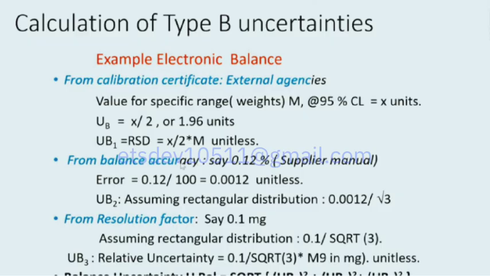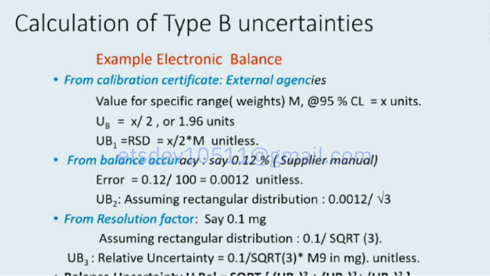Similarly, if they have given you the balance accuracy and they have not given this 95% confidence level, and given it as 0.2, then we assume a rectangular distribution and we can calculate the balance accuracy as 0.0012 divided by root 3. If for the resolution they have given the accuracy as 0.1, then again assuming a rectangular distribution, we can do 0.1 divided by the square root of 3. And then we can calculate the uncertainty of the balance, which is the square root of UB1 squared plus UB2 squared plus UB3 squared. So this gives you the uncertainty of the balance.